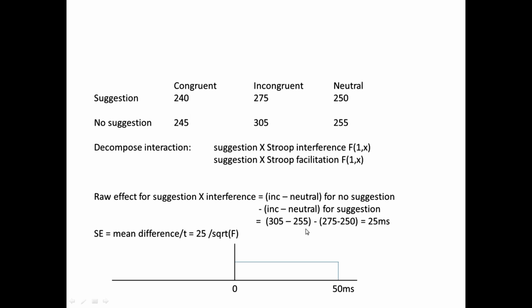So we're using one of the simple effects to fix the interaction effect. And again, we can use the F for the interaction, square root it to get a t, and that gives us our standard error. So this turns out to be a fairly general procedure for looking at interactions.